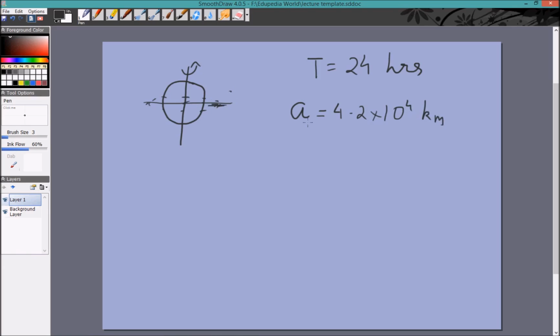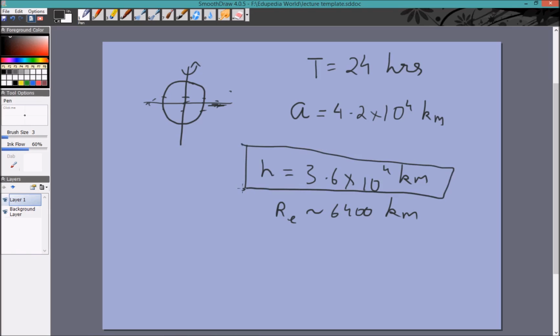The distance from the surface of the earth will come out to be 3.6 into 10 to the power 4 kilometers, because the radius of the earth is approximately 6400 kilometers. That means all geostationary satellites are at this height above the earth's surface. And the height determines the speed. If you want the height to be greater, the speed has to be greater. If you want the height to be smaller, the speed has to be smaller.